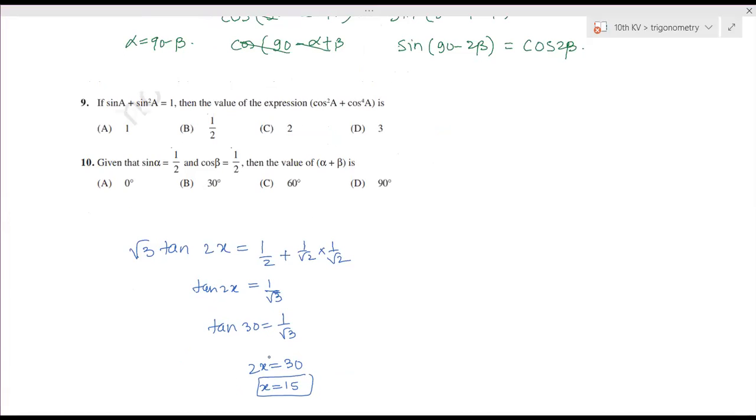A minus B is equal to 30 and A plus B is equal to 60. Tan of which angle is 1 by root 3? Ma'am, I got A as 45. A plus B and A minus B. Yes, right. A is 45 and B is 15. Oh, okay, ma'am. It's not 115, it's only 15. Okay.